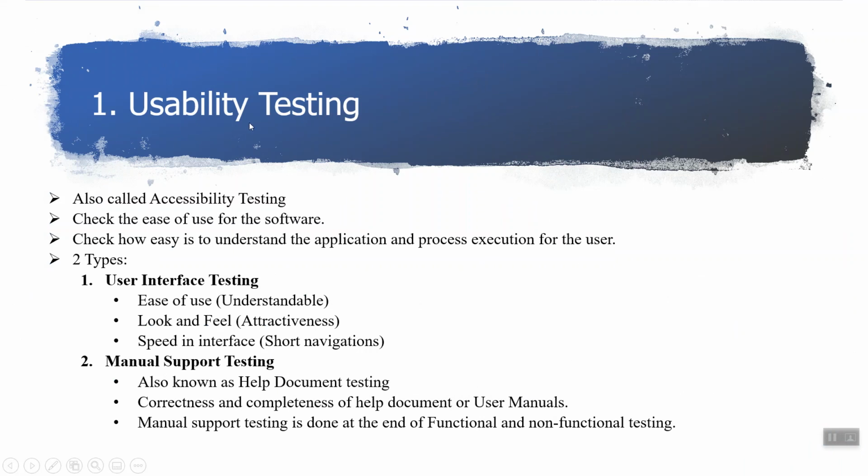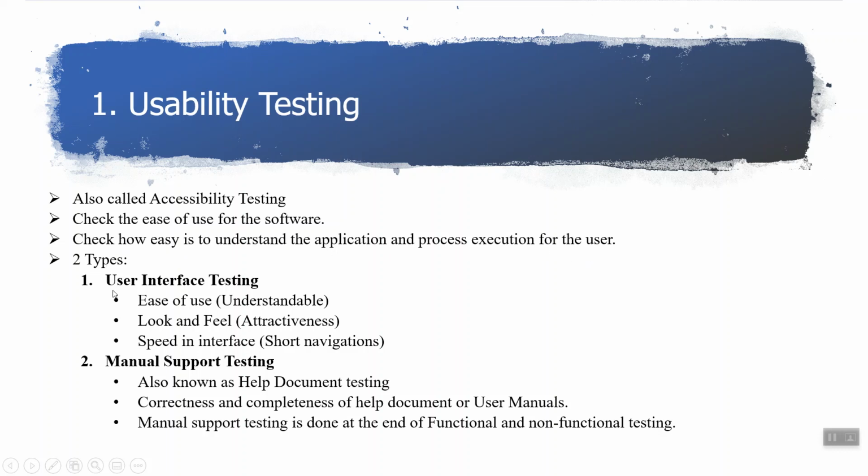So starting with usability testing. Usability testing, also known as accessibility testing. Here we check the ease of use for the software. Also we check how easy it is to understand the application and process execution for the user.